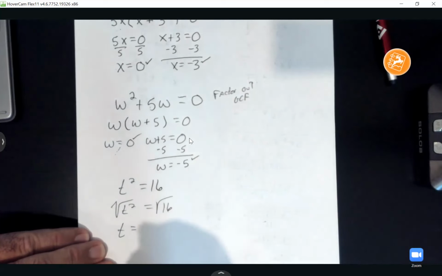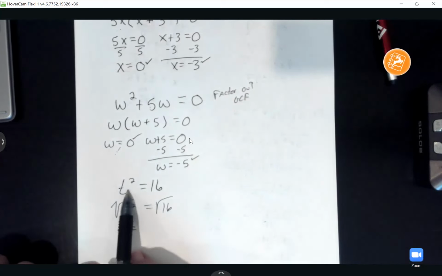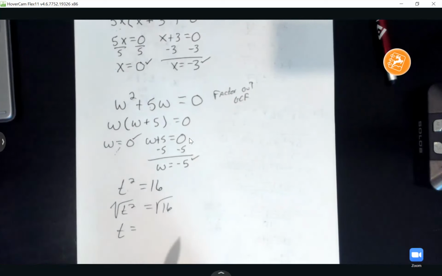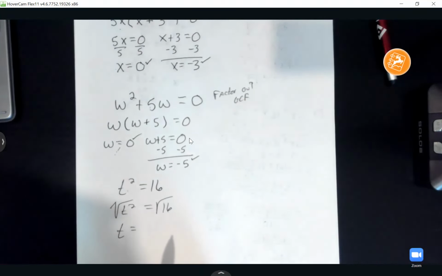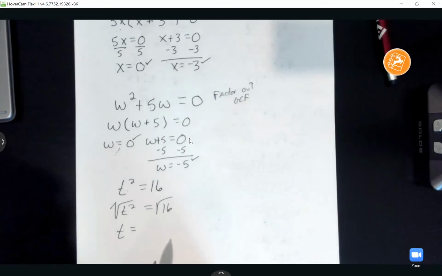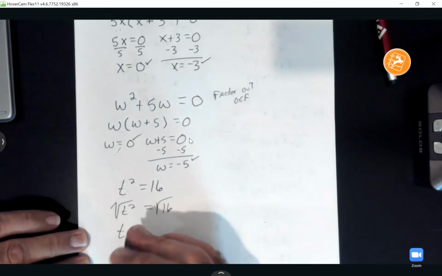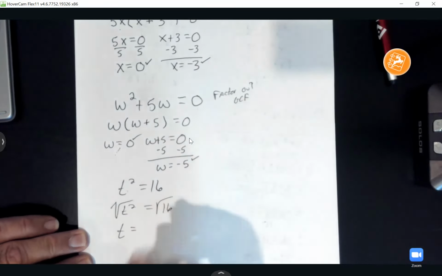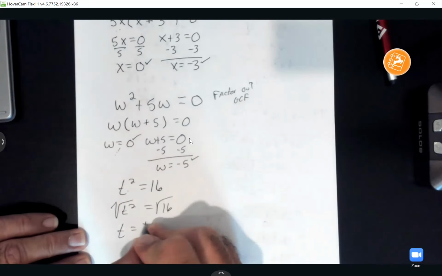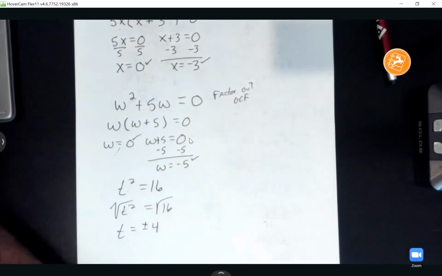4 and 0. Oh, well, let's see. 0 squared, not going to give me 16. You got the right answer. You just don't got both versions of it. Plus or minus 4? Plus or minus 4. There you go. Because let me show y'all what's going to happen.